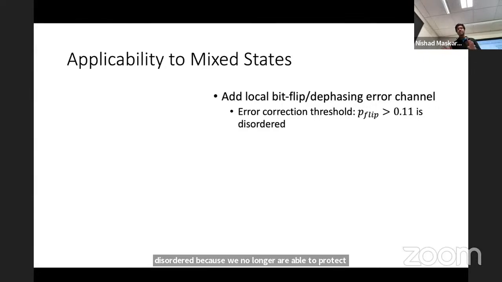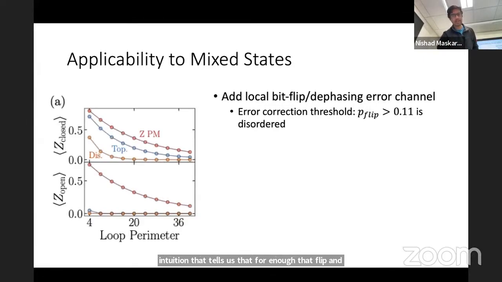If that didn't make any sense, that's okay. The key thing is just to note that there's some intuition that tells us that for enough bit flip and phase flip errors, we should lose the topological phase. We studied this problem by first just looking at the behavior of the bare open and closed loops. So you can see that in the topological phase, the disordered phase and the paramagnet phase, closed loops decay exponentially with the perimeter.